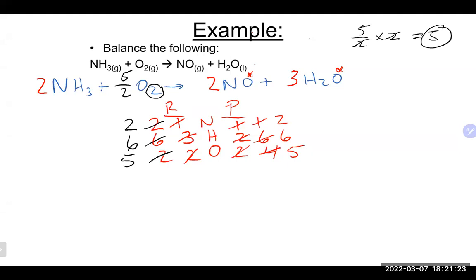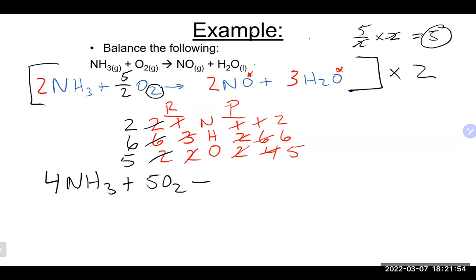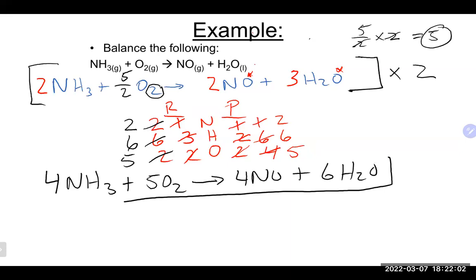A lot of times when you have an element by itself, like a diatomic guy on the left, and a couple of those guys separated on the other side, that sometimes happens. So we do need to actually clear the fraction. To clear the fraction, we need to take the entire equation and multiply it by the denominator, the guy on the bottom, 2. If we distribute that 2 all the way across, we end up with 4NH3 plus 5/2 times 2 is 5O2, goes to 2 times 2, which is 4NO, and 3 times 2, which is 6H2O.